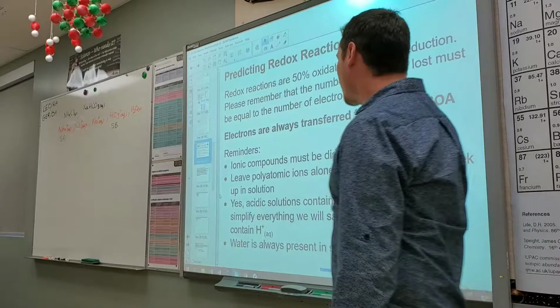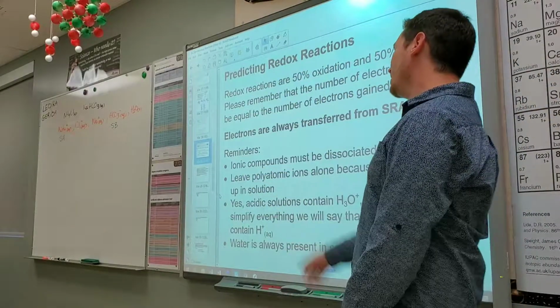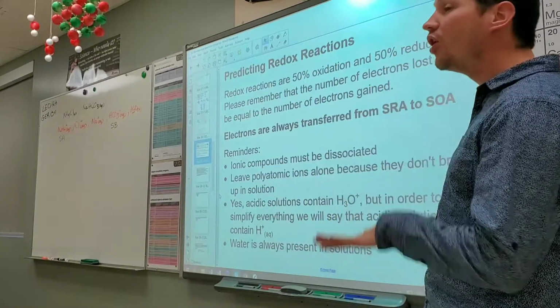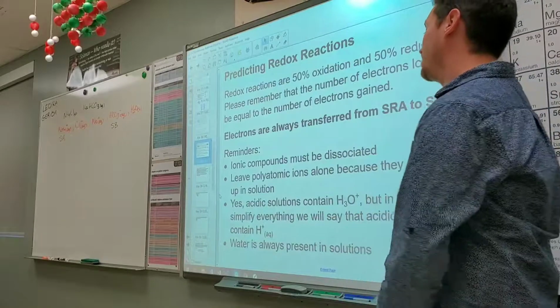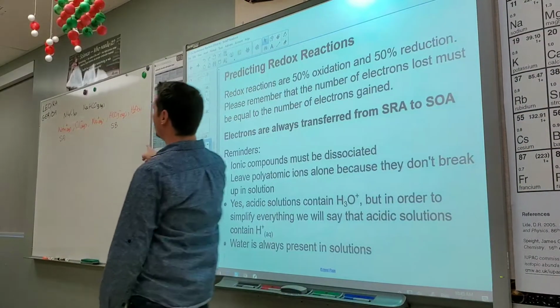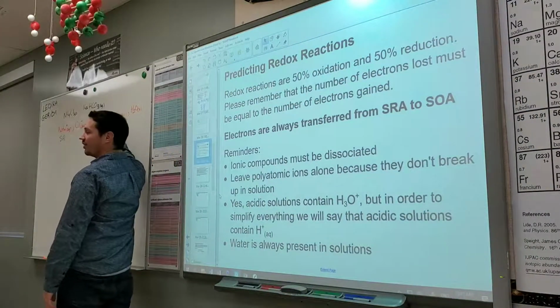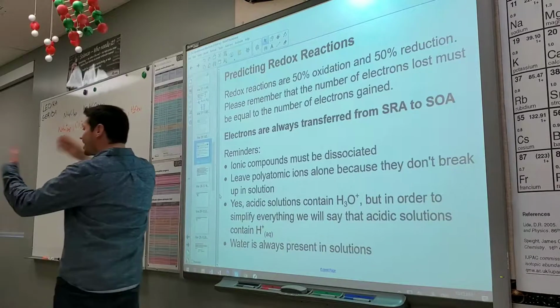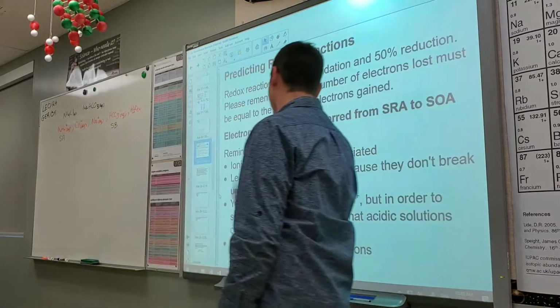Okay, reminders: ionic compounds must be dissociated. Leave polyatomic ions alone because they don't break up in solution, right? This hydrogen carbonate, we left that alone. That's going to stick together. It doesn't break up into hydrogen and carbonate.